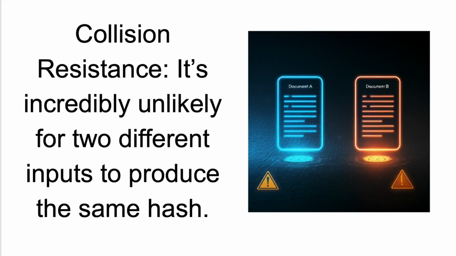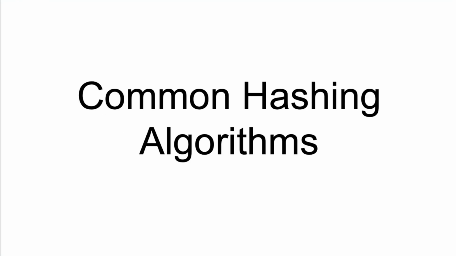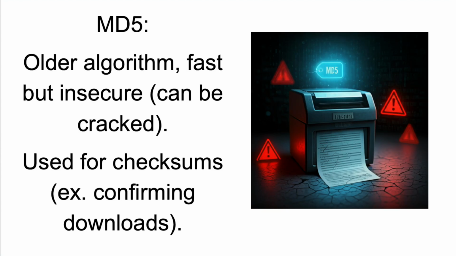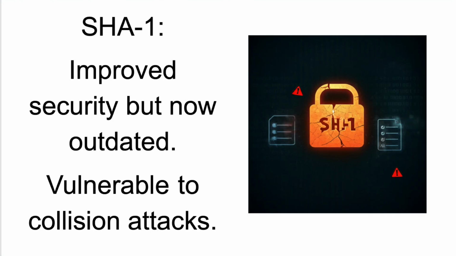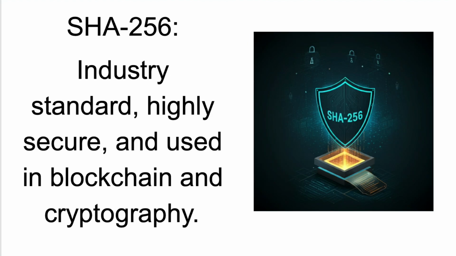Collision resistance. It's incredibly unlikely for two different inputs to produce the same hash. Common hashing algorithms. MD5, which is an older algorithm, fast but insecure, it can be cracked, used for checksums, for example confirming downloads. SHA1, improved security but now outdated, vulnerable to collision attacks. And SHA256, industry standard, highly secure and used in blockchain and cryptography.